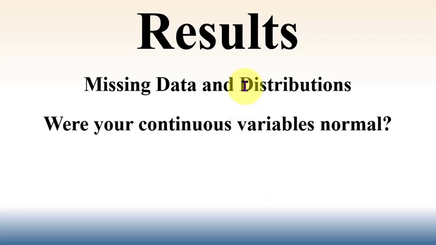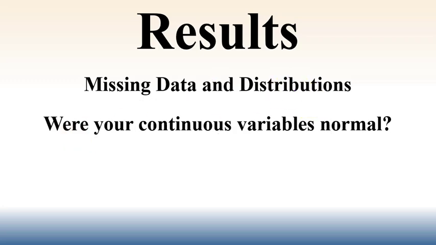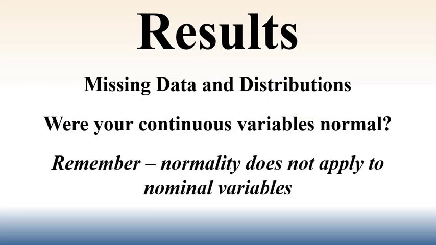Now let's talk about the distributions of the data. We're only talking about the continuous variables, right? Are they normal? Only continuous variables are normal. You know what that means by now. Just remember, normality does not apply to the nominal variables. No such thing as normality when it comes to categorical variables. I get that all the time, so don't make that mistake.